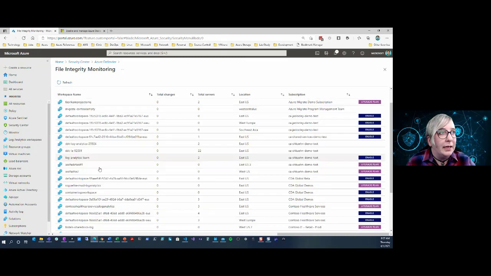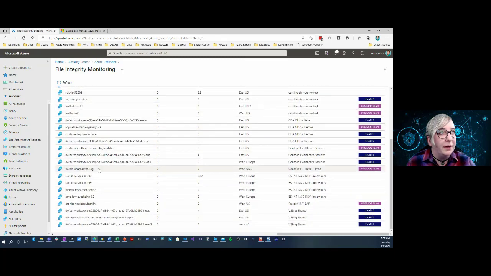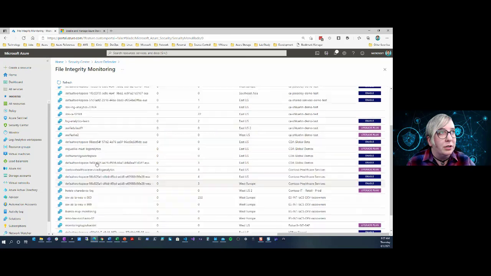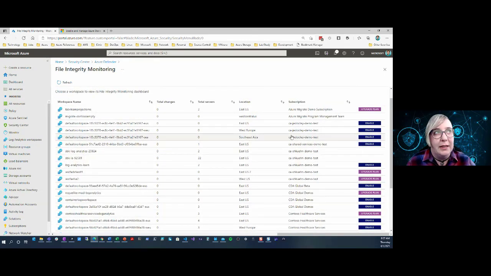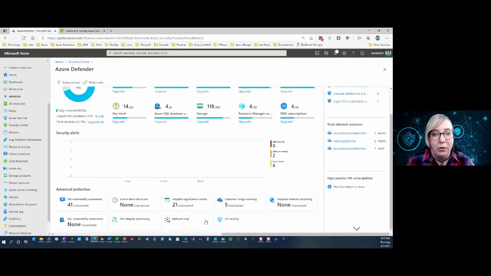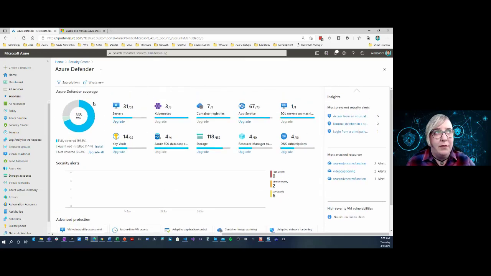Yeah, I think all mine have it enabled because I do believe it's valuable to get that information. But you can enable it, and then you can go into the file integrity monitoring components inside of log analytics and start to figure out what has changed in your environment. So yeah, this kind of gives you a nice overview of Azure Defender.